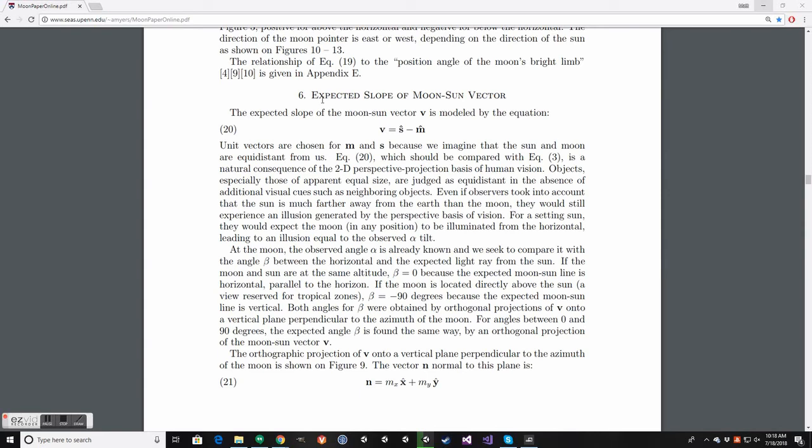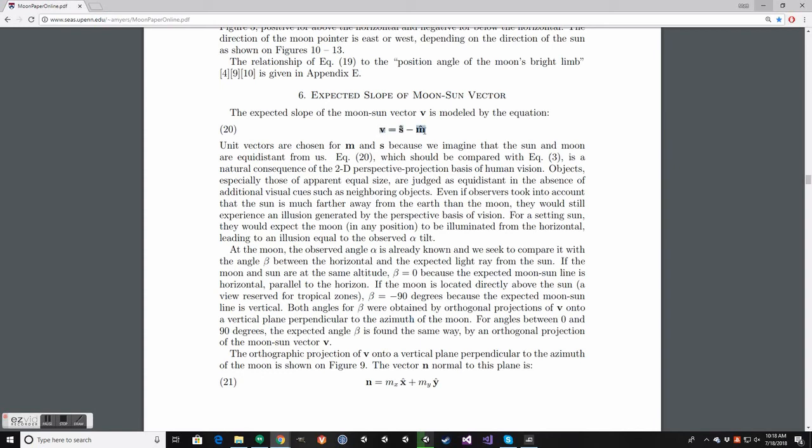The paper is going to continue on with the expected slope, which is sort of what the viewer assumes they're going to see. We've already seen what the viewer is actually going to see. That's why I find that piece interesting. It's the actual part that really matters to me. But they're going to go on in the paper and say the expected.